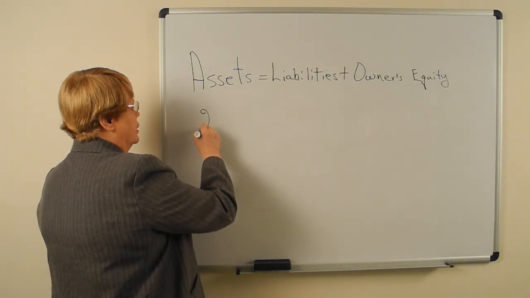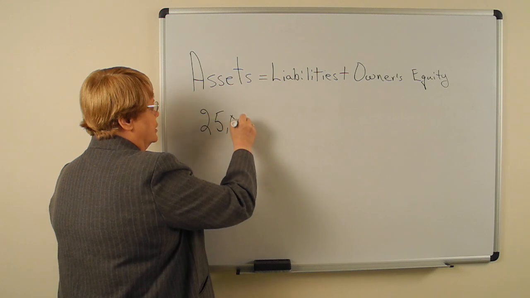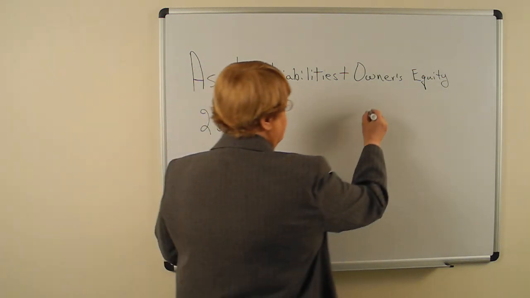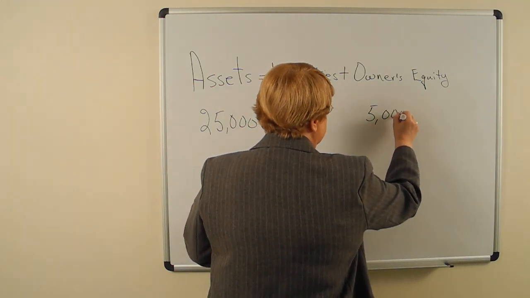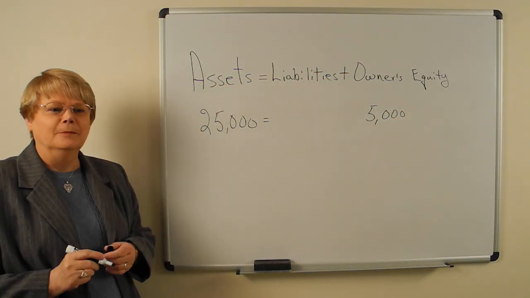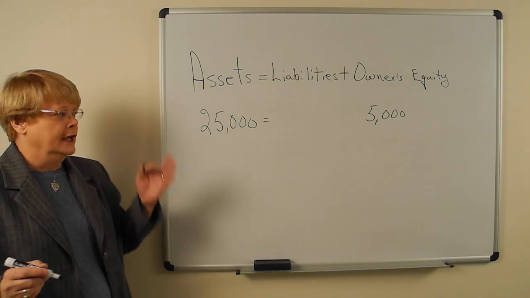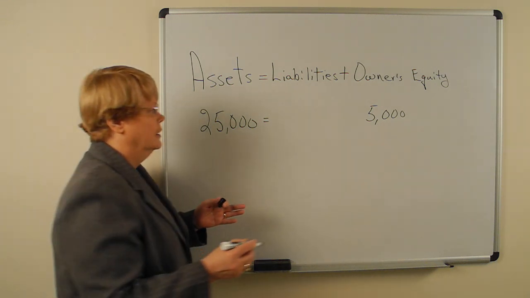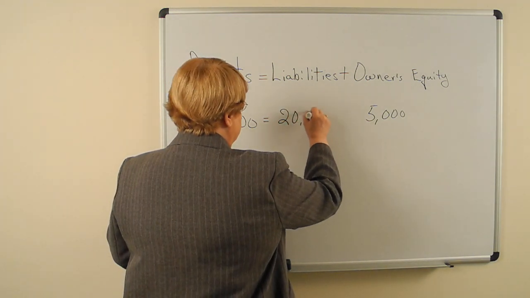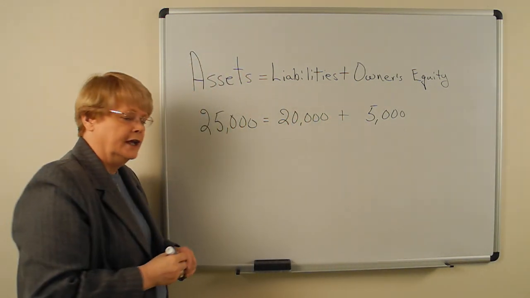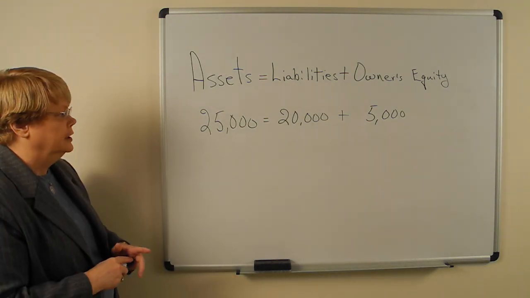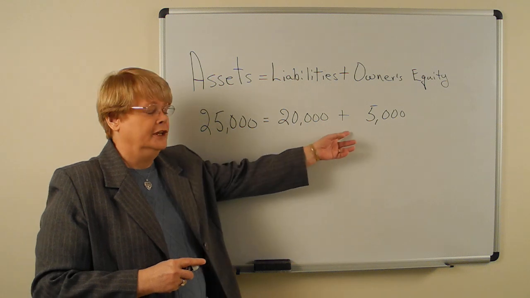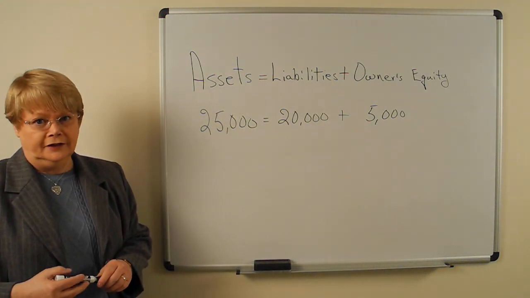Let's say that you purchased an automobile for $25,000. And you put down on that automobile $5,000. Keeping the numbers round so it's easy to come up with numbers. If you put down $5,000 and you bought an asset for $25,000, obviously you had to finance $20,000. So putting that into the accounting equation, even from a personal standpoint, you've got $25,000 in an asset, you've got a $20,000 debt, and you have equity in the car of $5,000.